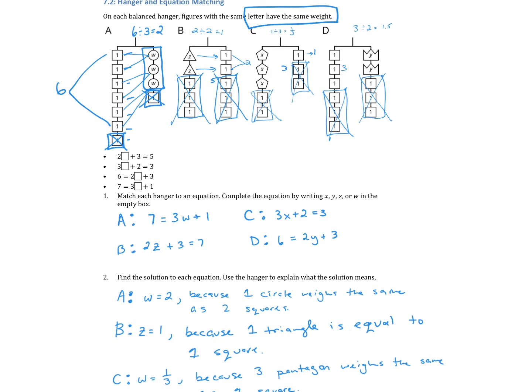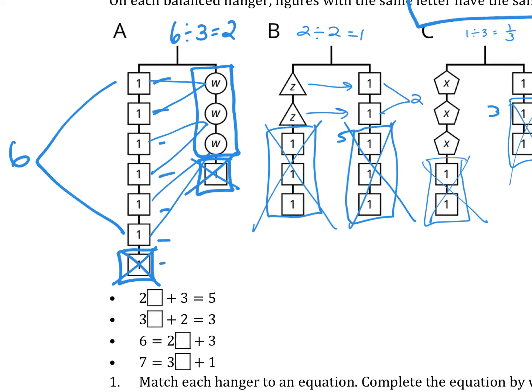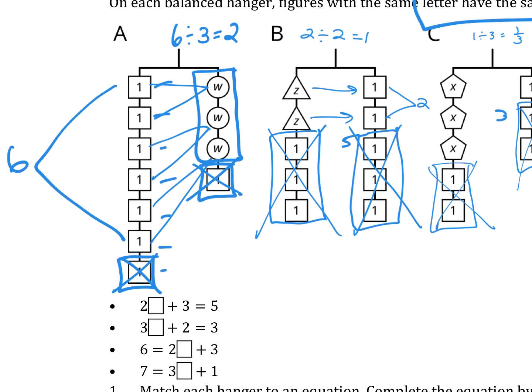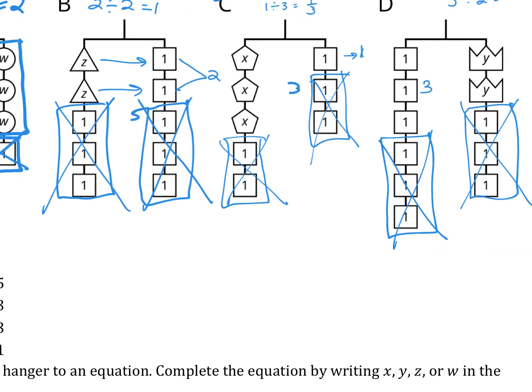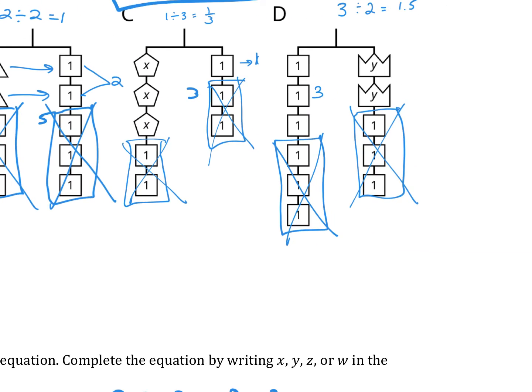From there, you then have to divide what's left by how many of the letters that you had. So for example, in A, we had 6 left, but we need to divide those amongst 3 W's. In B, we had 2 left, and we divided those 2 amongst 2 Z's. For C, we had 1 left, and we had to divide that 1 into 3 groups. And then for D, we had 3 left, and we had to divide that into 2 groups.